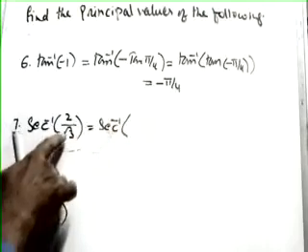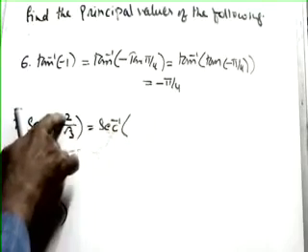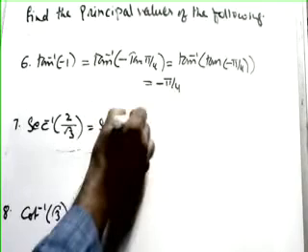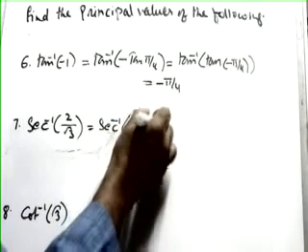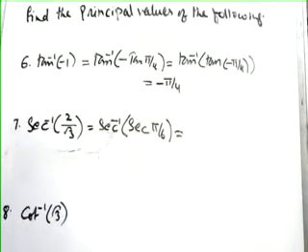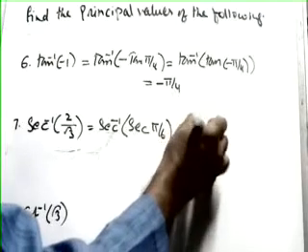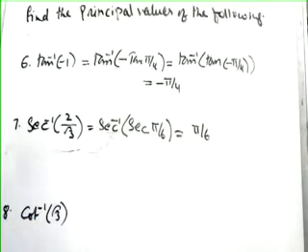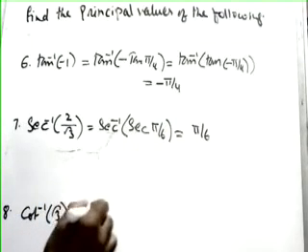See here, secant inverse. Which value is 30 degrees? Secant 30 degrees is 2 by root 3. So secant 30 degrees can be written as pi by 6. So secant inverse will get cancelled. What is left here? Pi by 6.